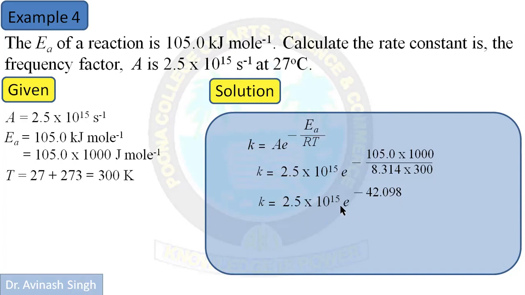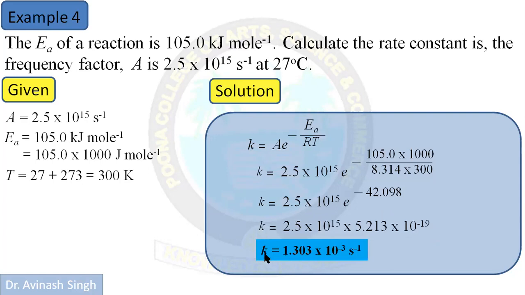Now, how do we solve this on a scientific calculator? First of all, what I need to type is minus 42.098 on the calculator. Then for the key e, you press Shift and Ln. So you press Shift, Ln and type this number, or if you already had typed it, press Shift, Ln, answer. This will give you the value of 5.23213 into 10 raised to minus 19, and you already have this number. Multiply this, you get the value of K.